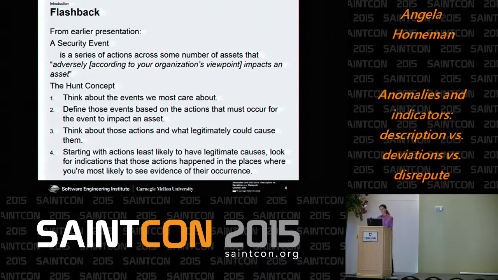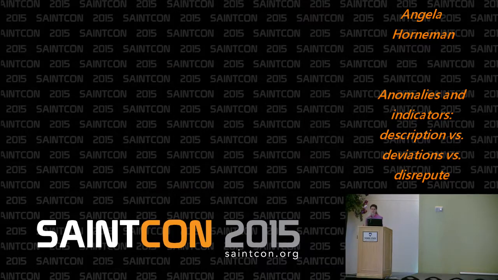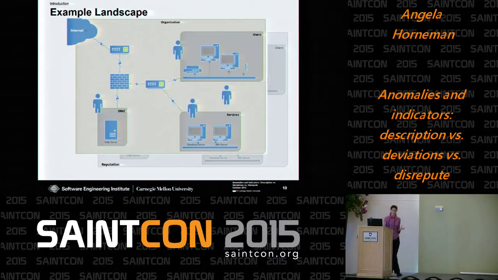When we have events based on actions, we have a landscape. Any organization has a landscape, and the landscape is made up of different assets. This is very generic, but it gives you a pretty good idea of the different components that make up a network, or really the organization, for any number of organizations, companies, whatever. Some of the assets we have are devices that users interact with, top corner, labeled users.